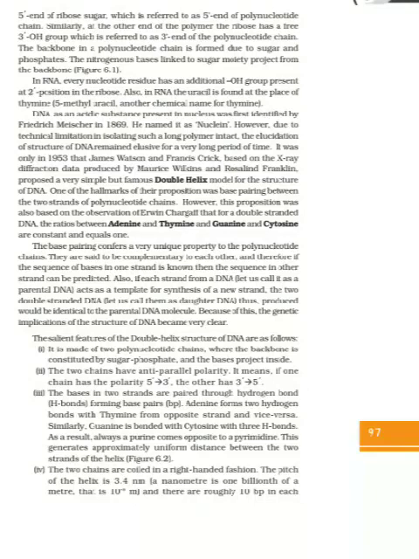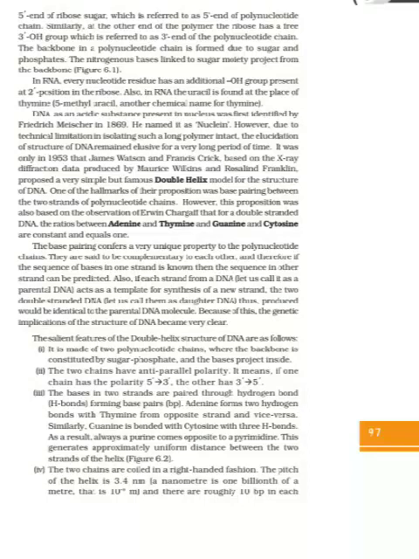Because of this, the genetic implications of the structure of DNA became very clear. The salient features of the double helix structure of DNA are as follows. Number 1. It is made of two polynucleotide chains, where the backbone is constituted by sugar phosphate and the bases project inside. The two chains have antiparallel polarity. It means if one chain has the polarity 5' to 3', the other has 3' to 5'.